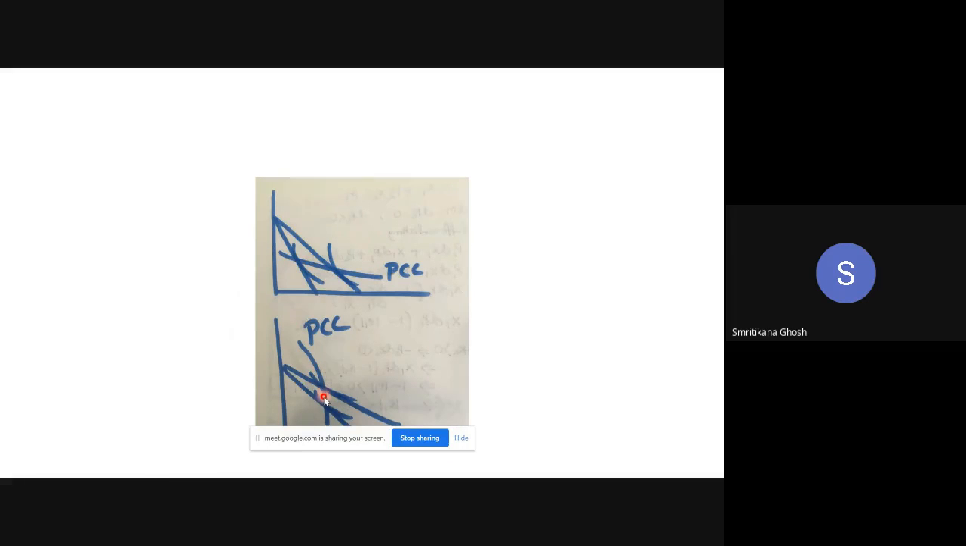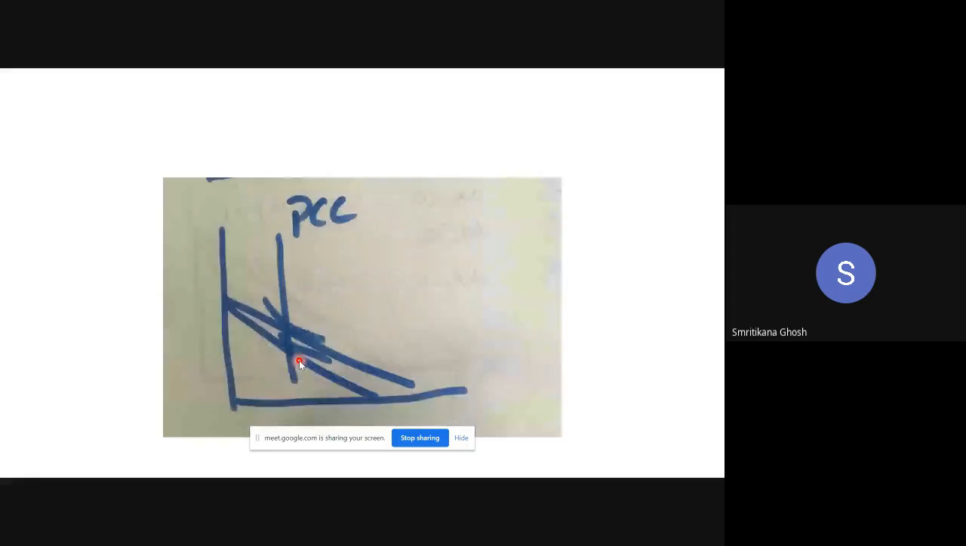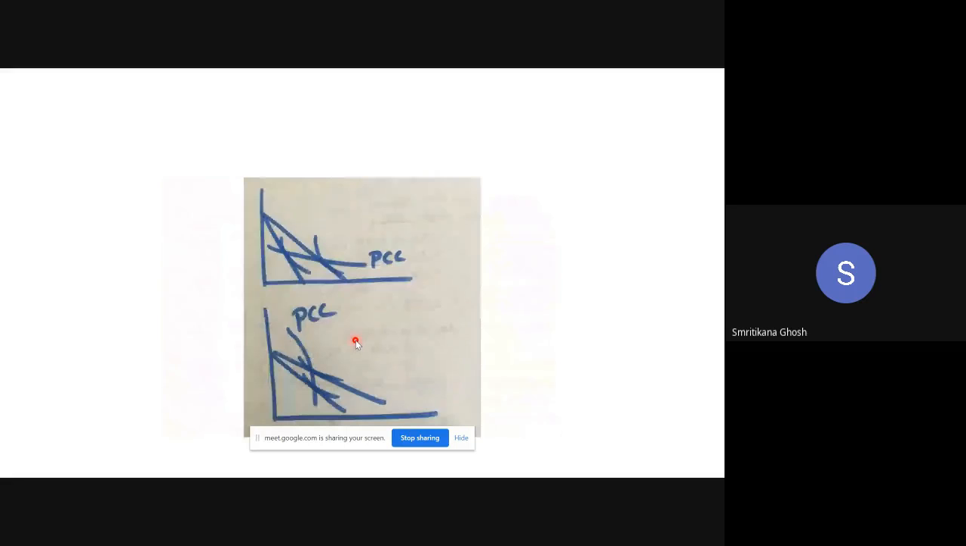This is the fourth option where you can see X consumption is falling. This is okay, that I have shown. And this is another option where X consumption is constant. So there are 5 such options. Okay, 5 types of PCC is possible.